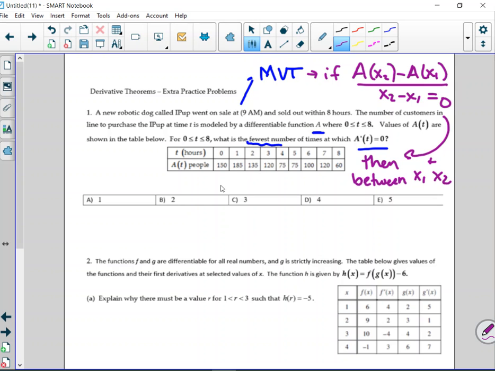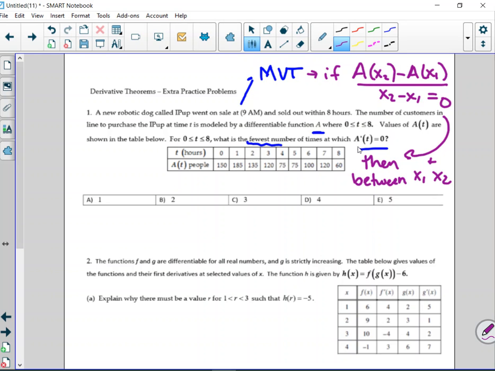I'm trying to figure out how many times, what's the smallest number of times? And that's important, not how many are there, but what would be the smallest possibility? What's the smallest amount of times I can get this to happen? Because if I can get the slope between 2 points to equal 0, then at least one time between them, the derivative would have to equal 0. If the average rate of change has to be 0, then the instantaneous rate of change has to be 0. This is mean value theorem.